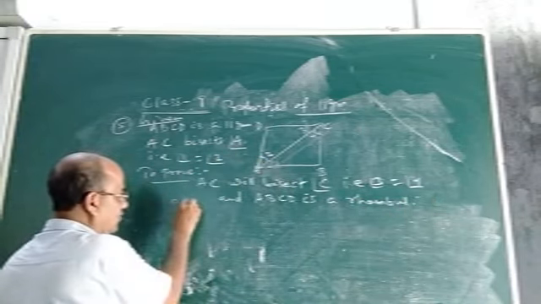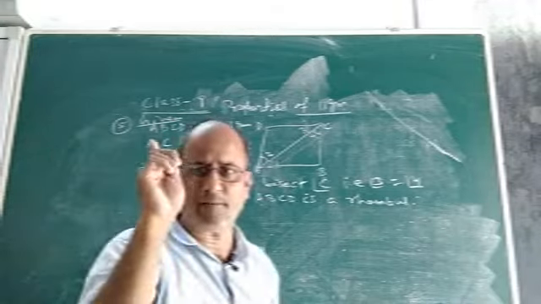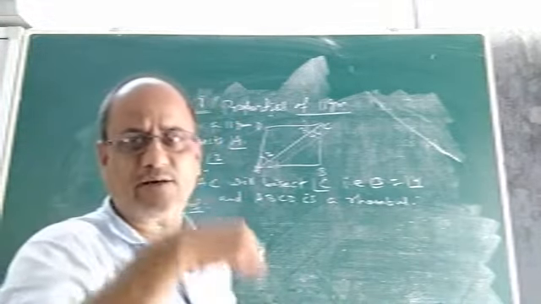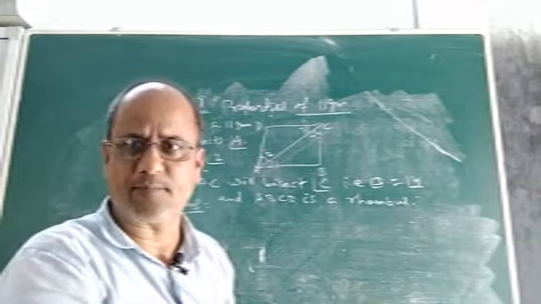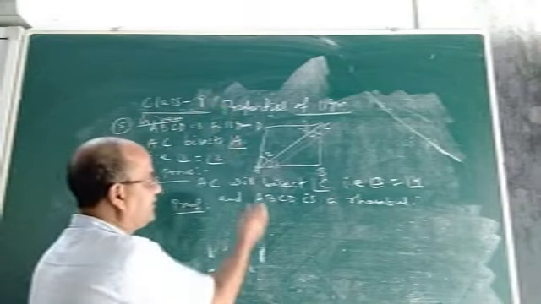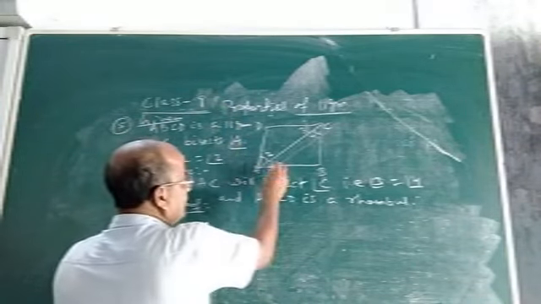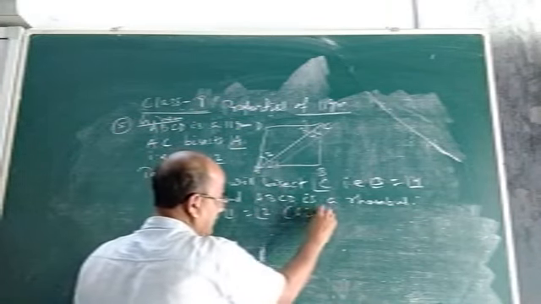Let us see how to prove it geometrically. So if one diagonal of a parallelogram bisects one angle, then it will bisect the opposite angle and the parallelogram will become a rhombus. This is the property. Let us see how to prove it. See children, it is very simple. We are given angle 1 equal to angle 2. It is given. Very simple.